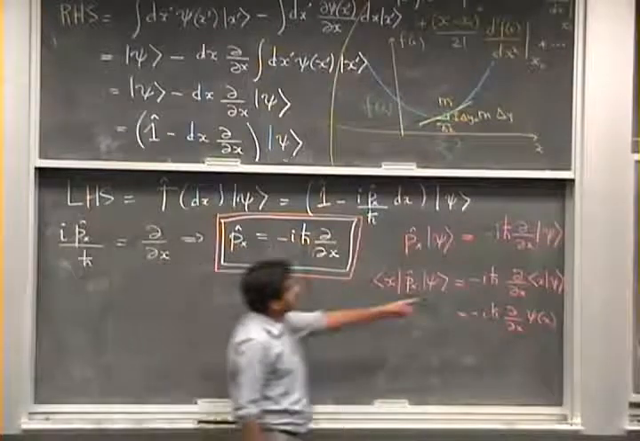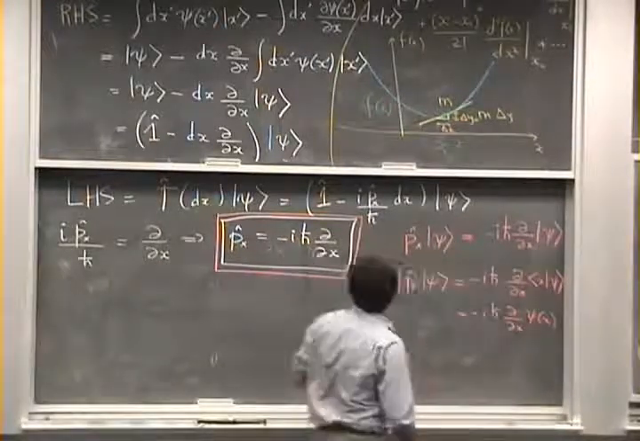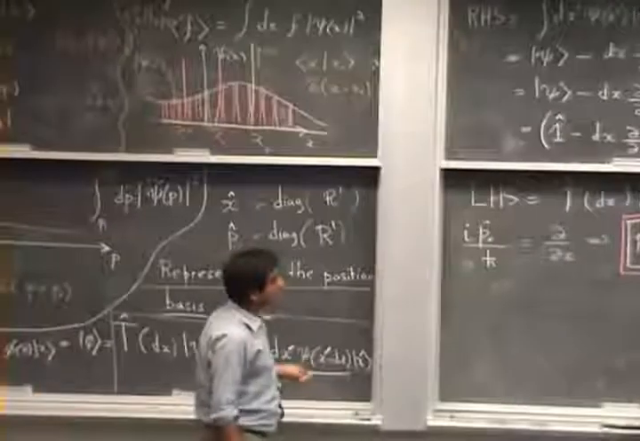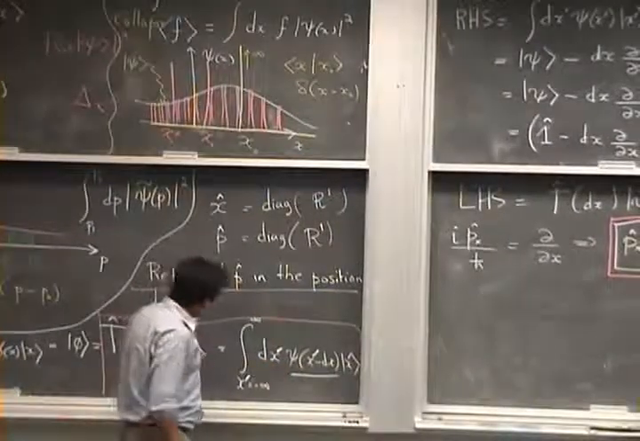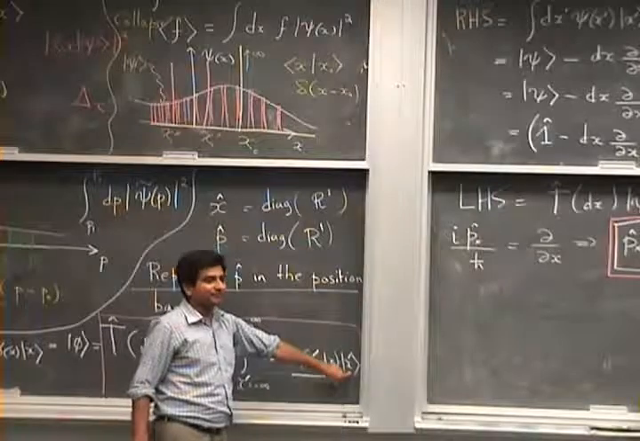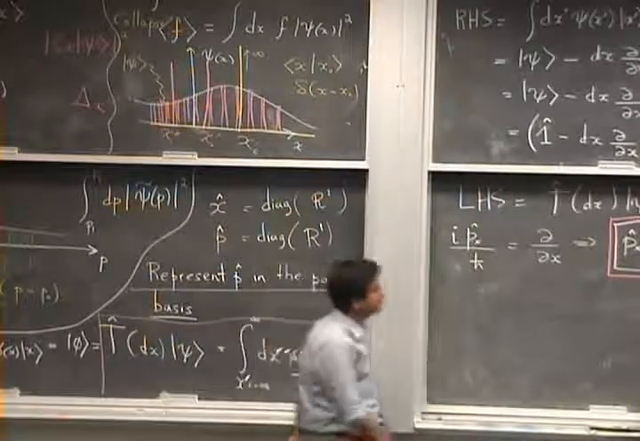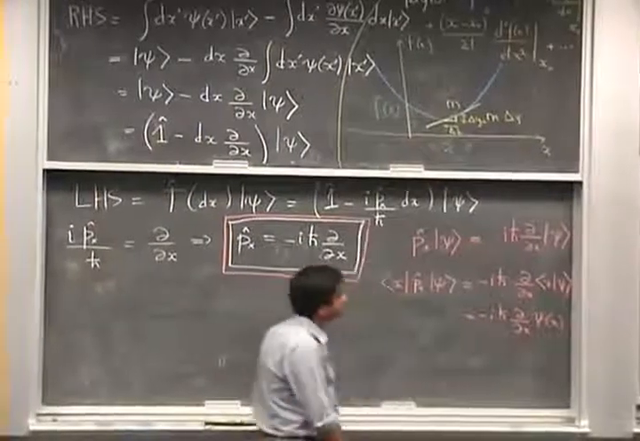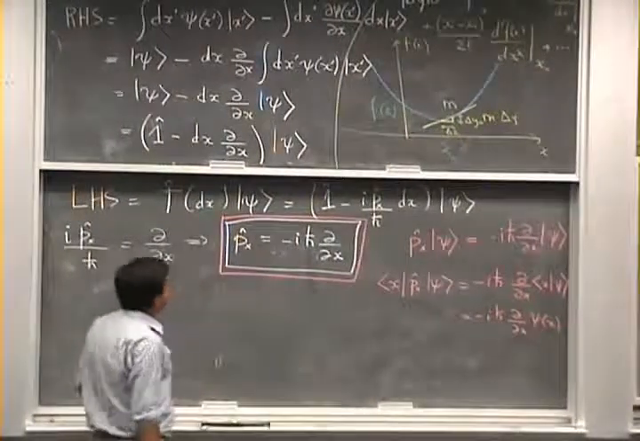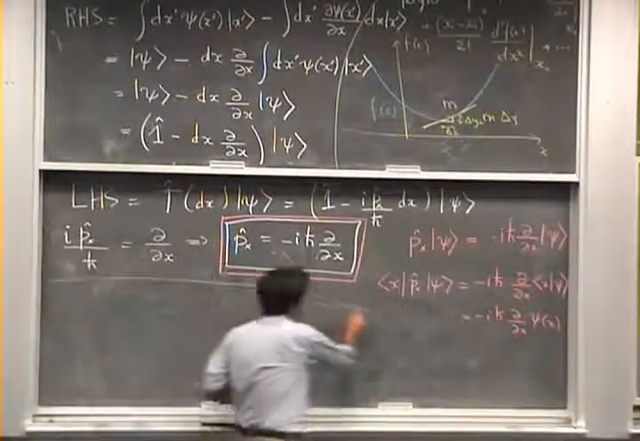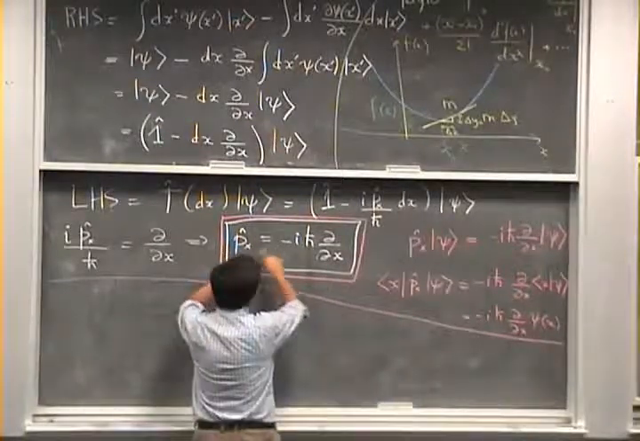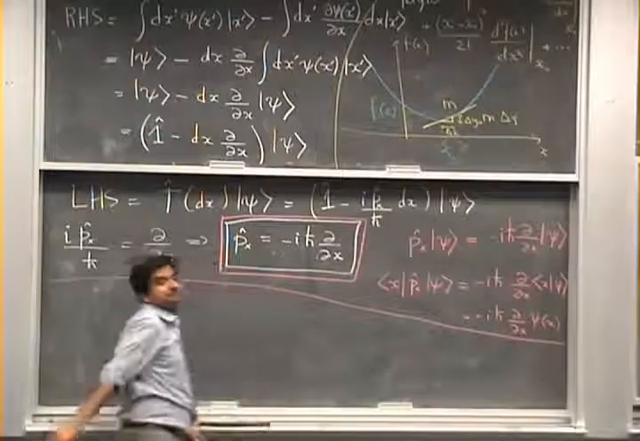Remember, this is an integral that can be written in this form. If you take the inner product with x, x only interacts with this and it preserves only one term. So this is your final result. Anyway, this is extremely important. The momentum operator in the position basis is given by this.